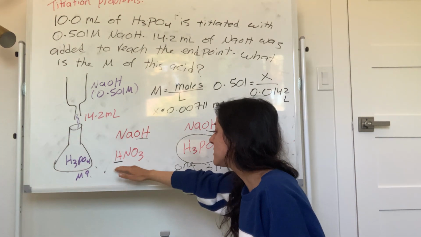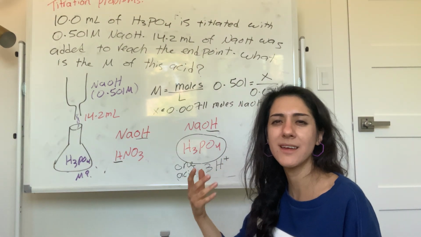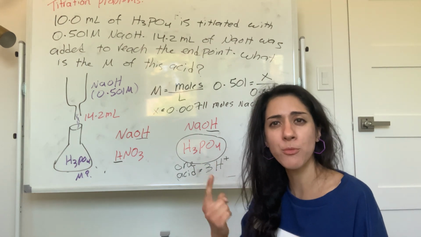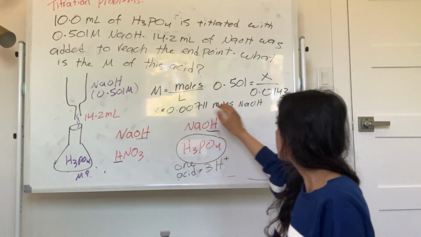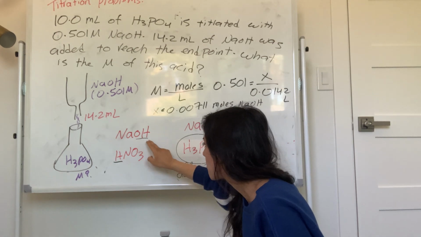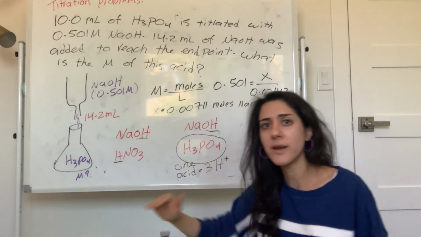If this was a monoprotic acid, like in all the examples we've done, acetic acid, nitric acid, ascorbic acid, those were all monoprotic. The acid has only one hydrogen. That was easy because when you figure out the moles of NaOH, that would be the same as the moles of the acid, because it's a 1-to-1 ratio. For one nitric acid, I would need 1 NaOH.